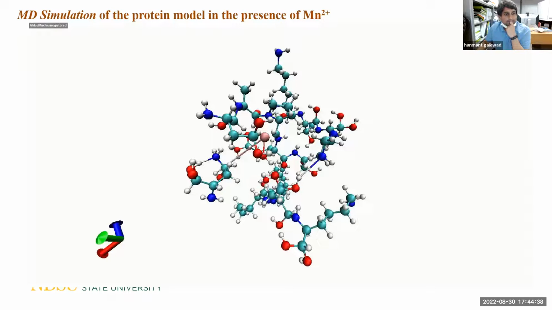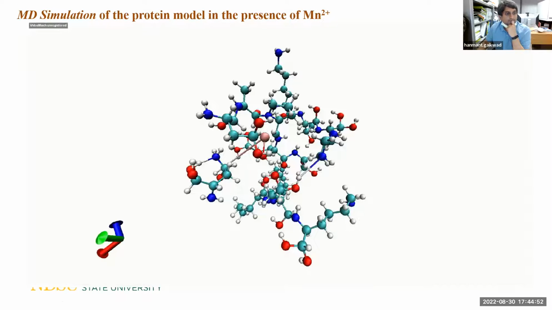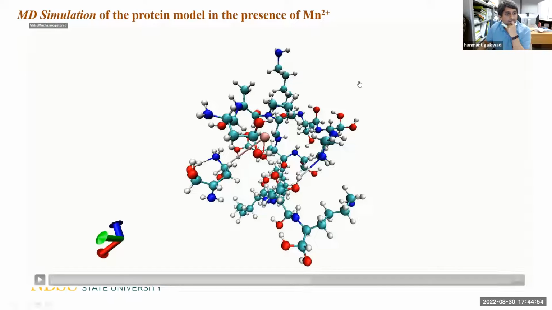Because I am doing the MD simulation also, at that time I didn't observe any breakage of bonds or any formation of bonds with the manganese ion. Maybe I need to check once again what actually happened to the geometry of the molecule after heating. Once I check that, maybe I will get an idea about it. Okay, thank you.